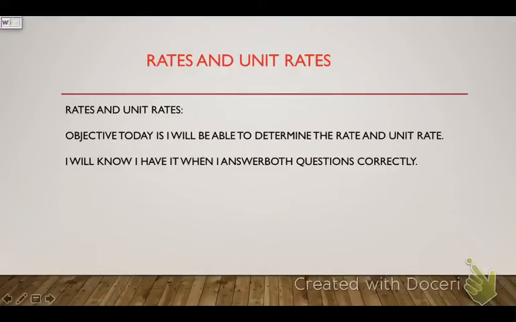Hey, rates and unit rates. Objective today is I will be able to determine the rate and unit rate. I will know I have it when I answer both questions correctly.